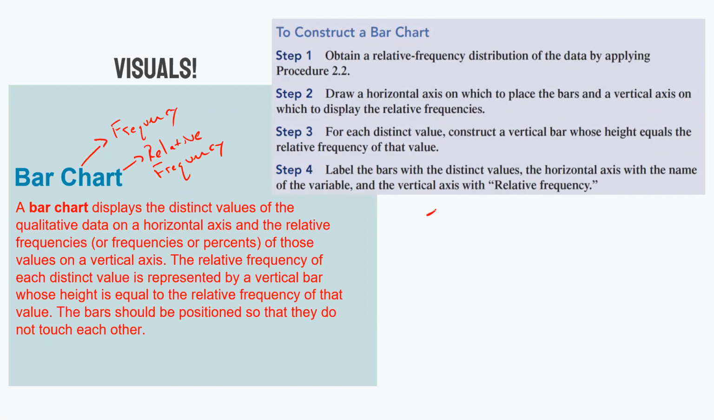So when you go to construct a bar chart, you're always going to draw the first quadrant of the Cartesian plane. What's going to go along the horizontal axis are the different groups or classes that you have. And what's going to go on the vertical axis are the frequencies, or if you want to do a relative frequency.